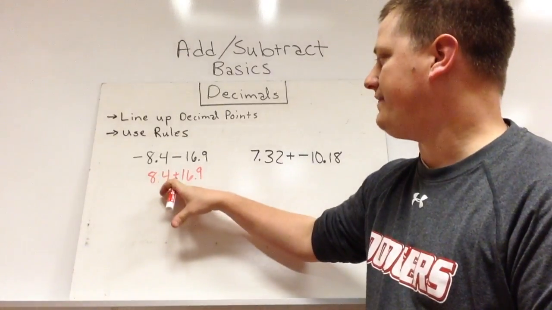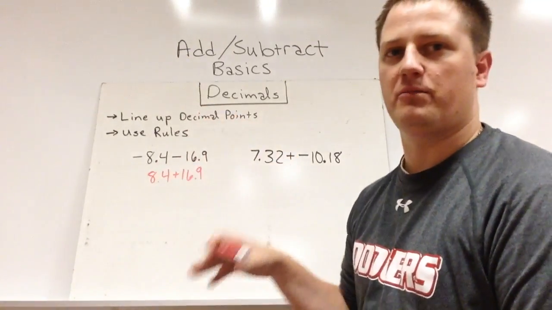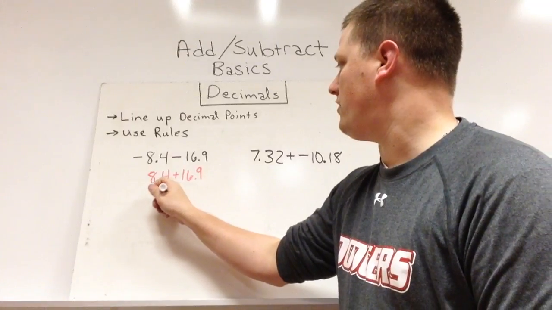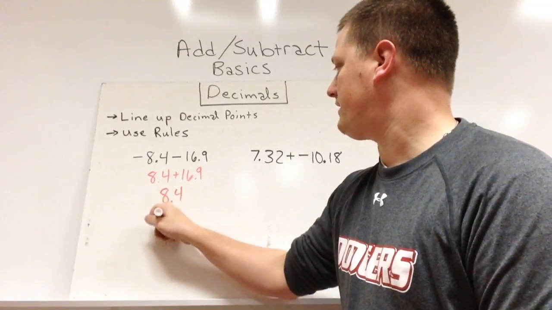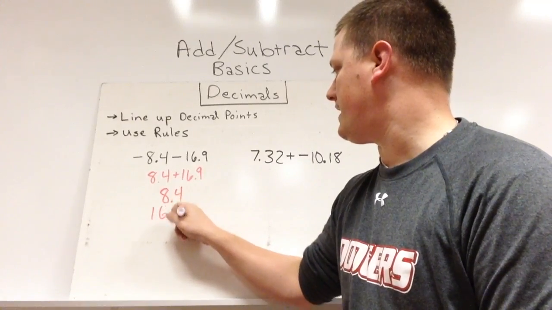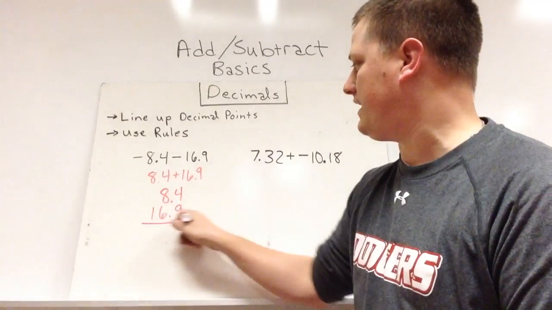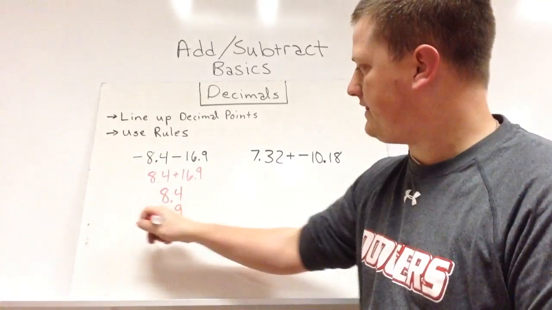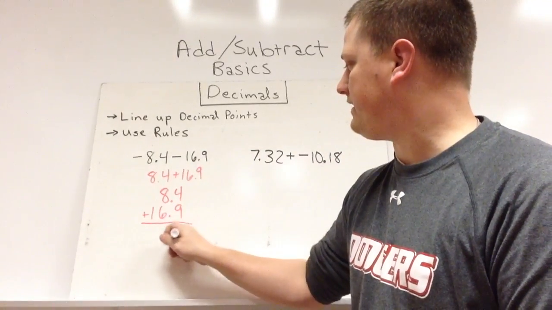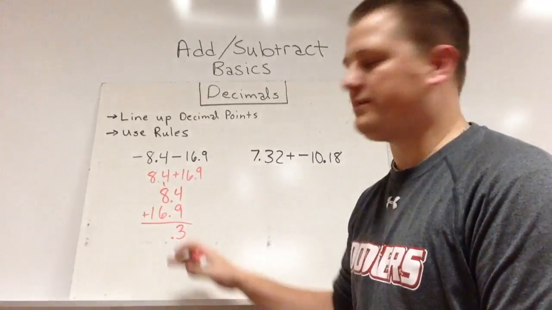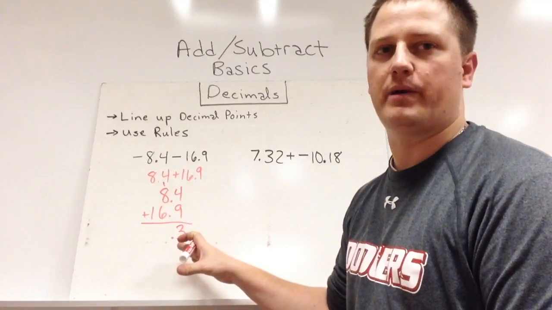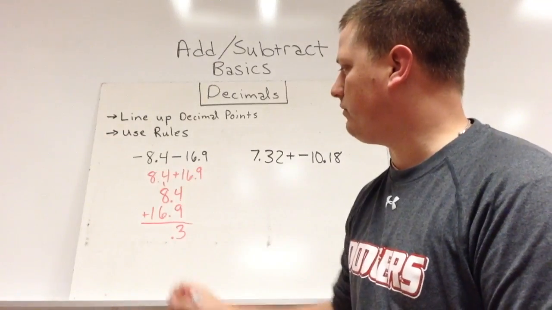So we're going to add these, and the key with decimals is to line up the decimal. So 8.4 plus 16.9. Notice this now lines everything up. We have 4 and 9 that get added, make 13. We've got to bring the 3 up because it's not really a 13. It's really 1.3 that we're getting, so the 1 goes over to the 1's place.